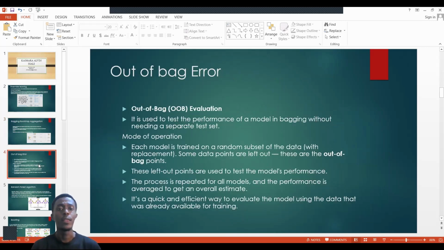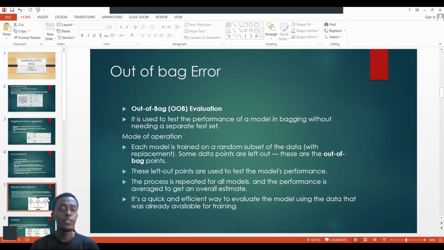Moving on to the out-of-bag error. As I had earlier said, when you carry out bootstrapping, there is that idea of coming up with a subset that lacks some of these data points. So these data points are known as out-of-bag points. These are used to test the model's performance, in that you carry out out-of-bag evaluation, and you repeat it for most of the models. And this actually helps you achieve a model's performance without even needing a separate test set for each model.